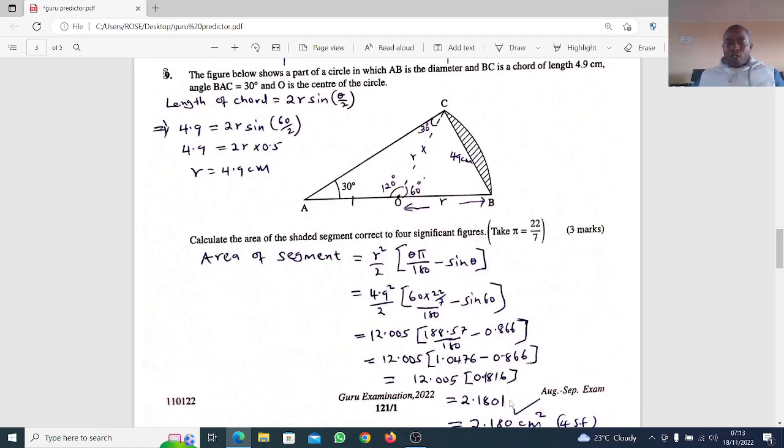12.005 times 0.1816 gives you 2.1801. That to 4 significant figures, because you must answer the question as asked. You are asked to 4 significant figures, that is 1, 2, 3, 4. This cannot change, so it becomes 2.180 centimeters square. That is to 4 significant figures. So that is the area of the shaded part. You can use the other method and see whether you get the same answer.